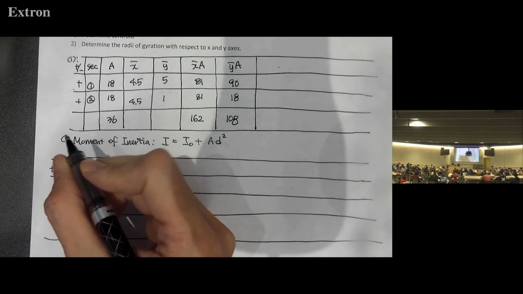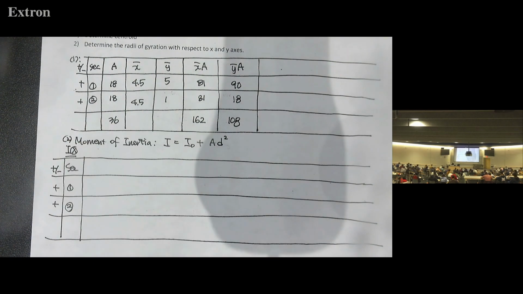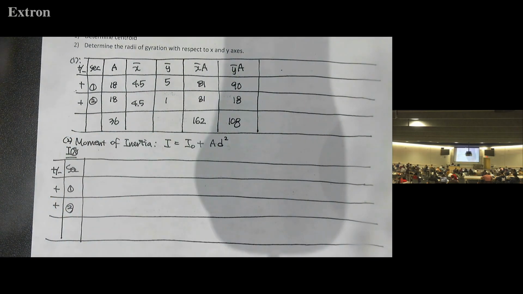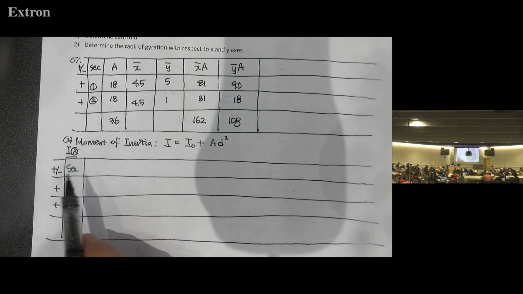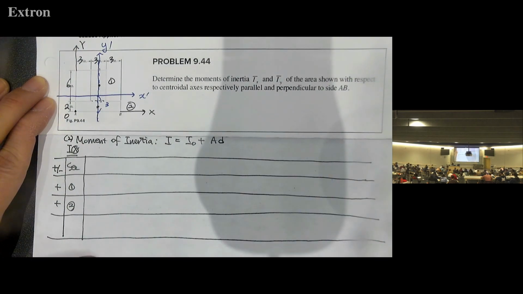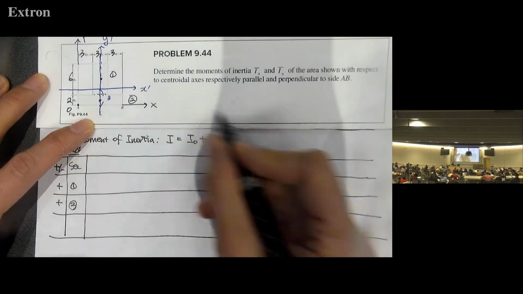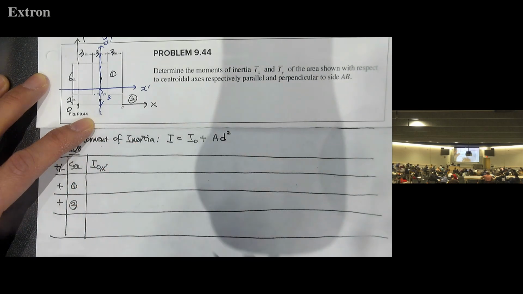Okay, and now let's choose the x-axis first. So moment of inertia about the x-axis. So the x prime axis, right? We need to find it about the centroidal axis. So moment of inertia about x prime. So where's x prime? So I use this one. Okay, so this is x prime, right? Okay, and then for the first one, we need to find I0 about x prime.